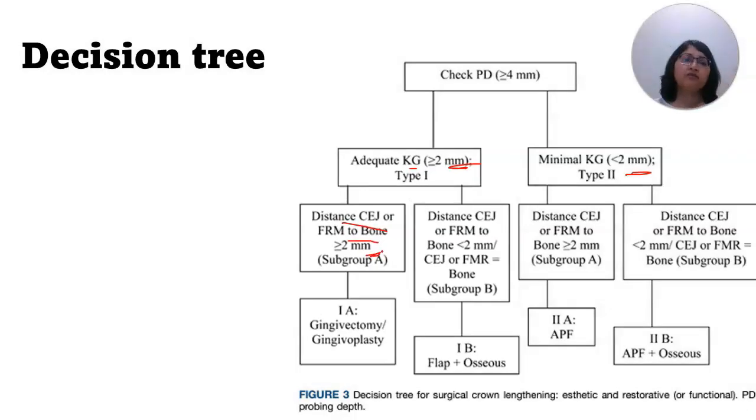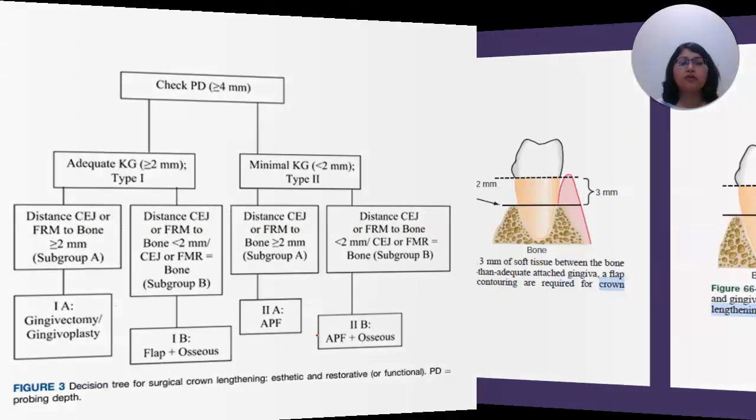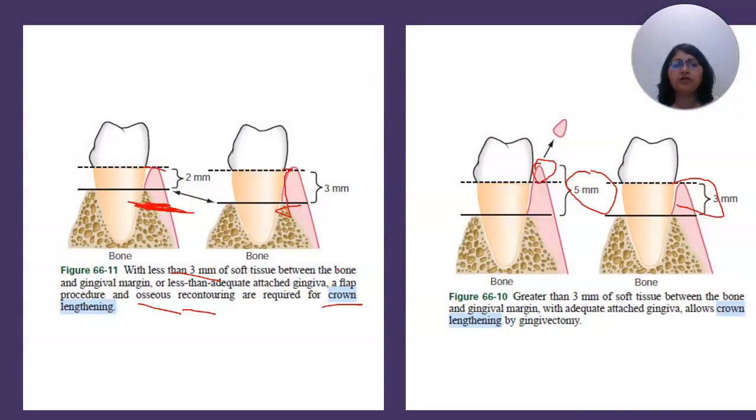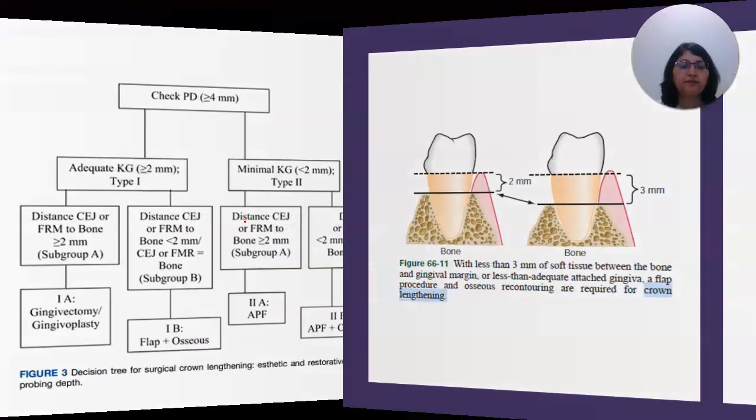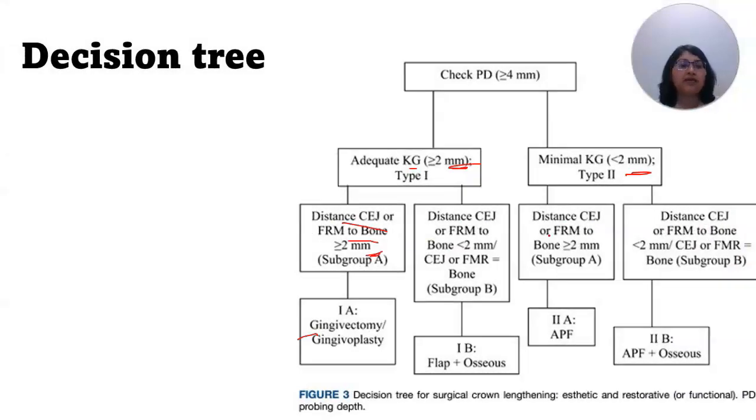Obviously, if the adequate amount of soft tissue is present, you would go with gingivectomy. However, if that distance is less, like we discussed before, you would go with osseous contouring, just like in this scenario. So this was basically your type 1 subgroup A, type 1 subgroup B. Let's go to type 2.